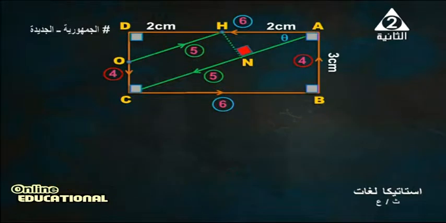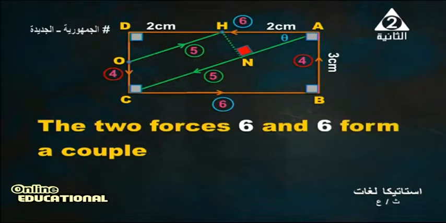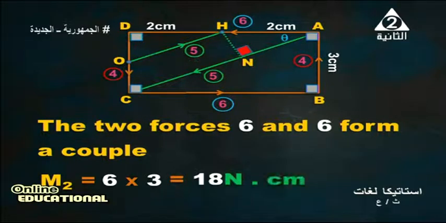Also, my dear student, the 2 forces 6 and 6 form a couple. What is the moment of the couple? Moment 2 equals 6 times 3. 6 is the force, 3 is the distance, equals 18 Newton centimeter, also anticlockwise, so positive.